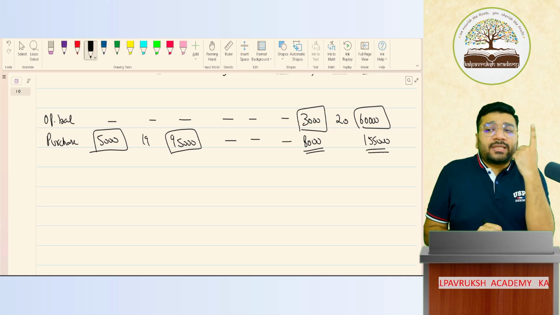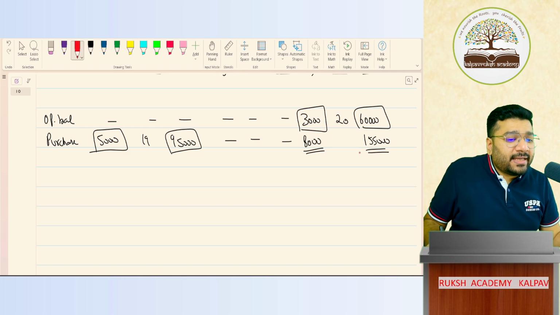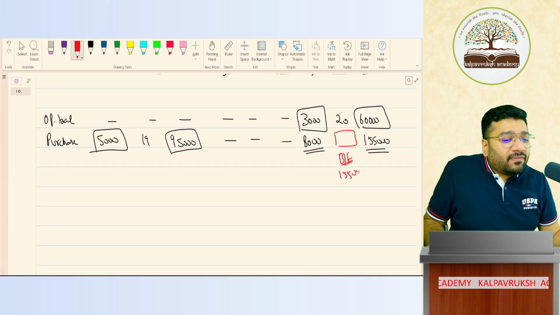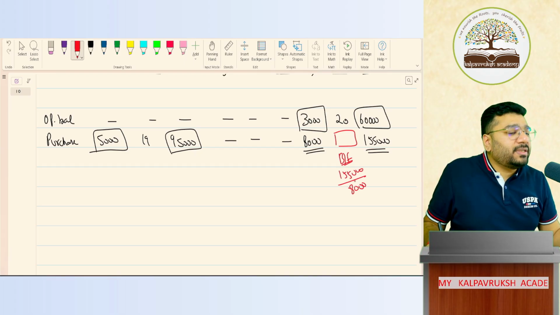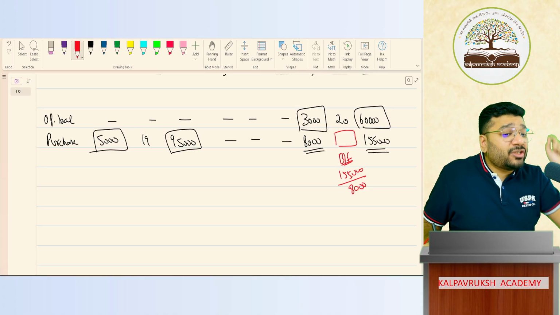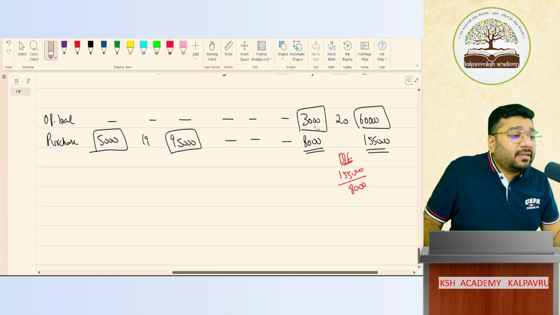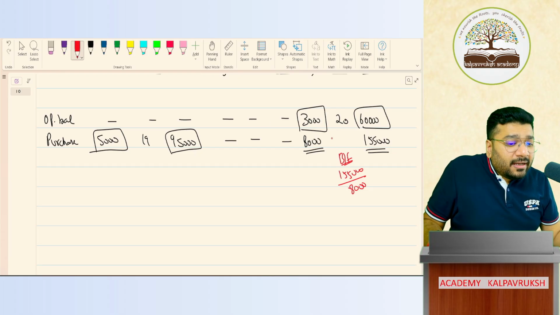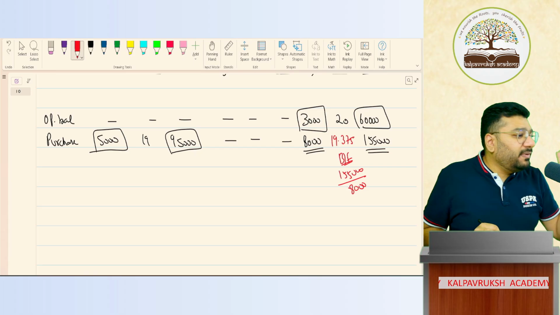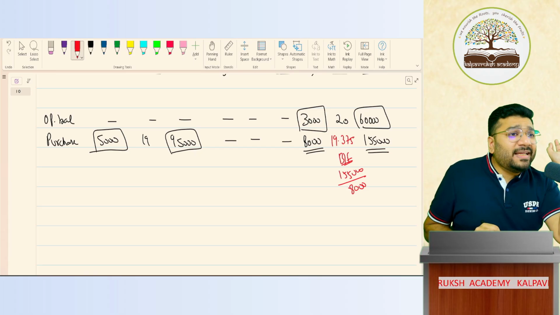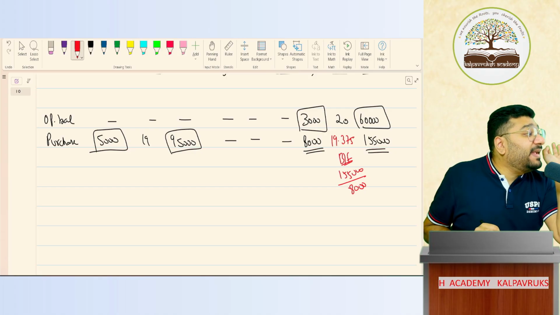I want to know what is cost per kg. But this is a balancing figure. How do I get it? 1,55,000 divided by 8,000. So what is cost per kg? Weighted average cost per kg. 19.375. Okay. So I'm getting 19.375. We'll take 3 decimals. இதோட காஸ்ட் இதுதான். Which average is it? Weighted average. It is called weighted average.